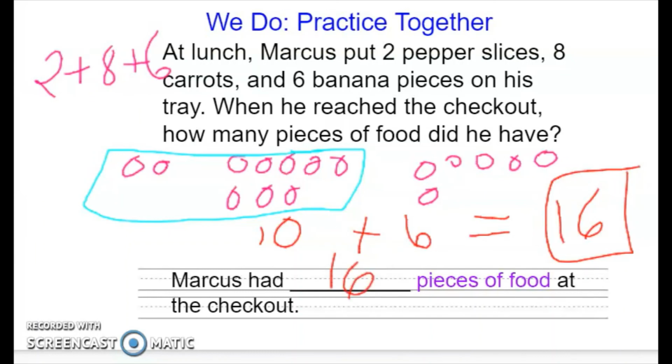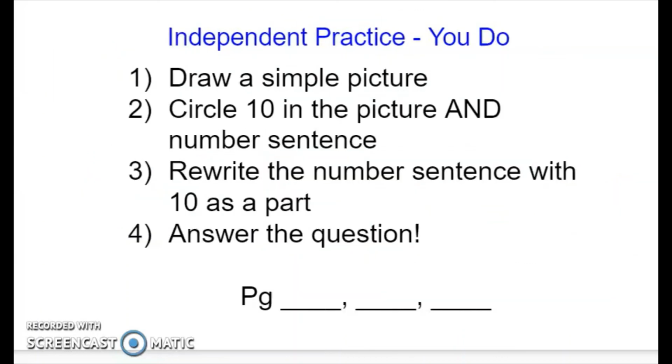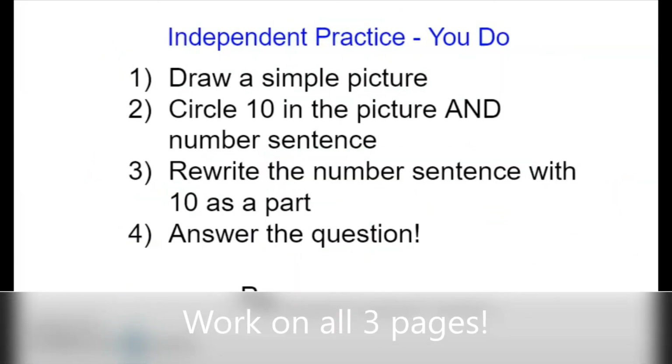16 is our solution. It is also our whole or our total. And pieces of food is our unit. Great job, my friends. Oh my goodness, we did so good. We are totally ready to try this on our own. Don't forget to click the worksheet at the bottom of the description box. And I've put up the directions and the reminders on the screen again for you guys.